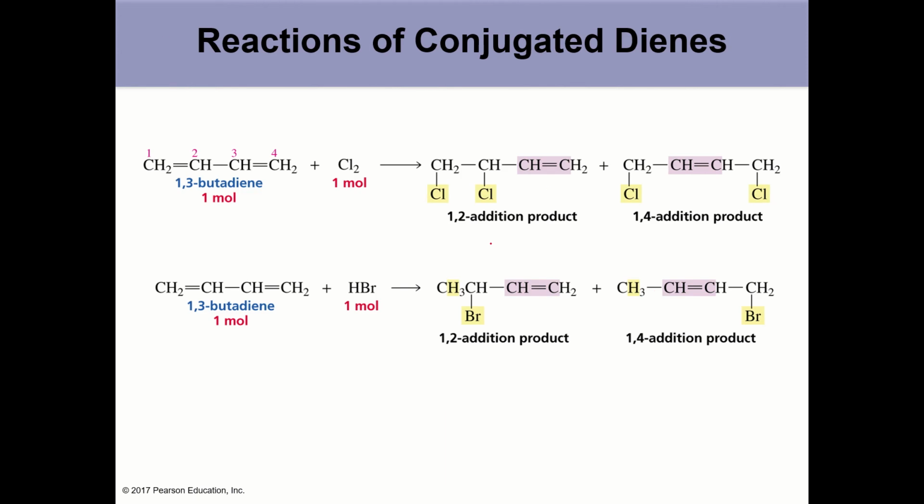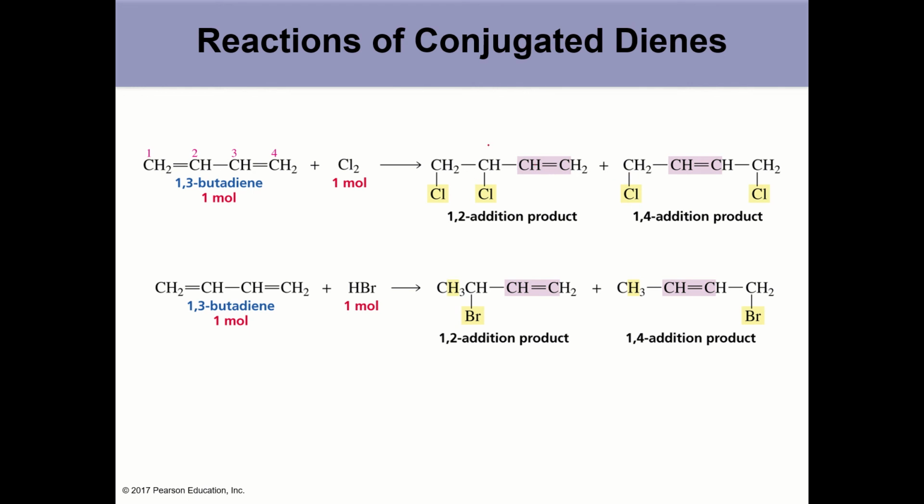Okay, reactions of conjugated dienes. 1,3-butadiene reacts with Cl2. We know that Cl2 should react with an alkene to produce a dihalide. So if we react this conjugated diene with 1 mole of Cl2, we get 2 major products, both the 1,2 and the 1,4 addition products.